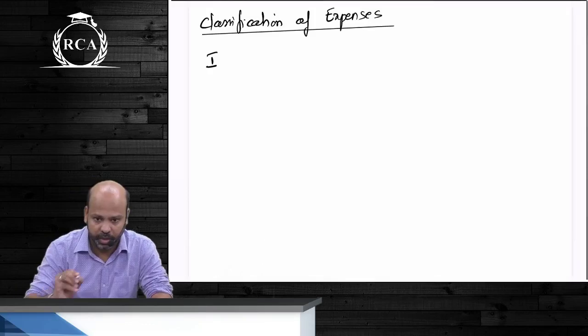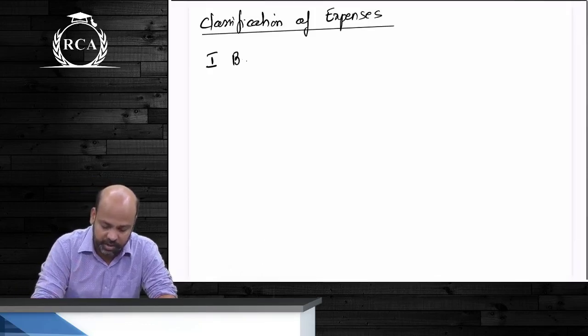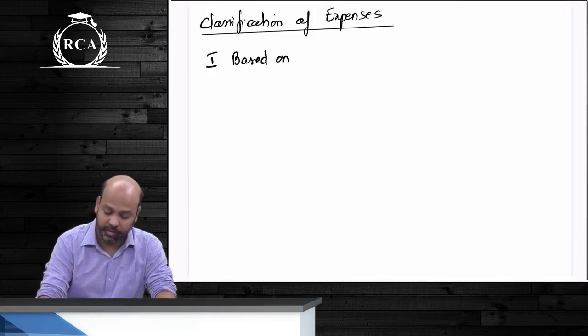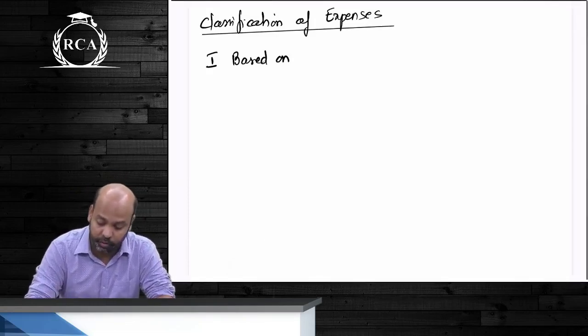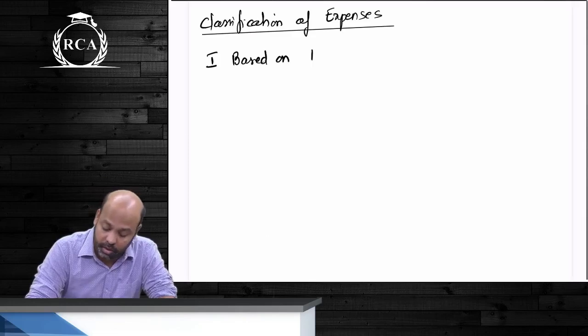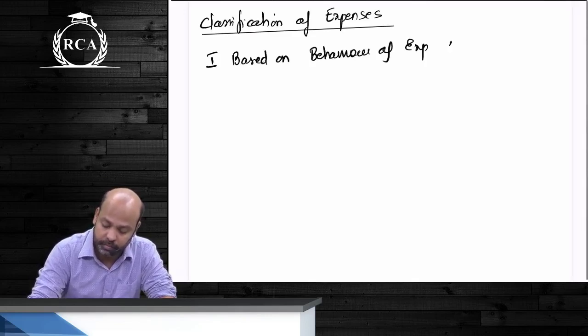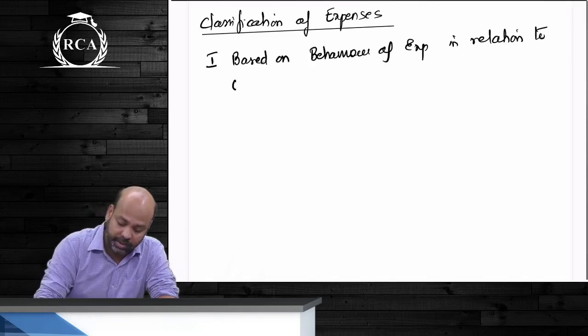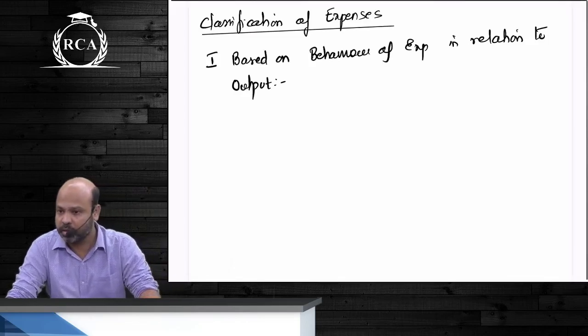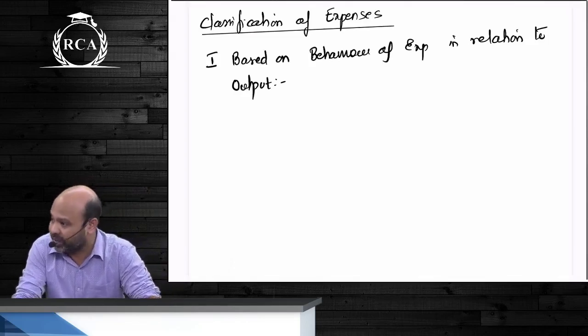All right. The first classification of expenditure is something that you might have done at foundation level or some 11th or 12th or 7th standard also. It is based on the nature of expenditure or behavior of expenditure in relation to output. If the expenditure is something that changes with a change in output, it will be termed as variable expenditure.